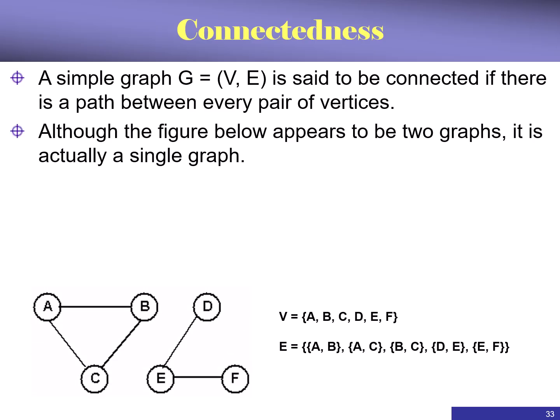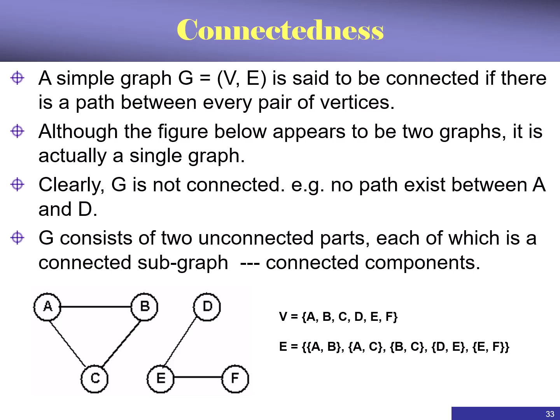Now, connectedness. I told you, a graph is said to be connected if there is a path between every pair of vertices. The graph given in the slide is one single graph. Don't think there are two graphs here. There is no path between B to D or B to E or B to F, or C to D, C to E, C to F, or A to D, A to E, A to F. So this graph is not a connected graph.